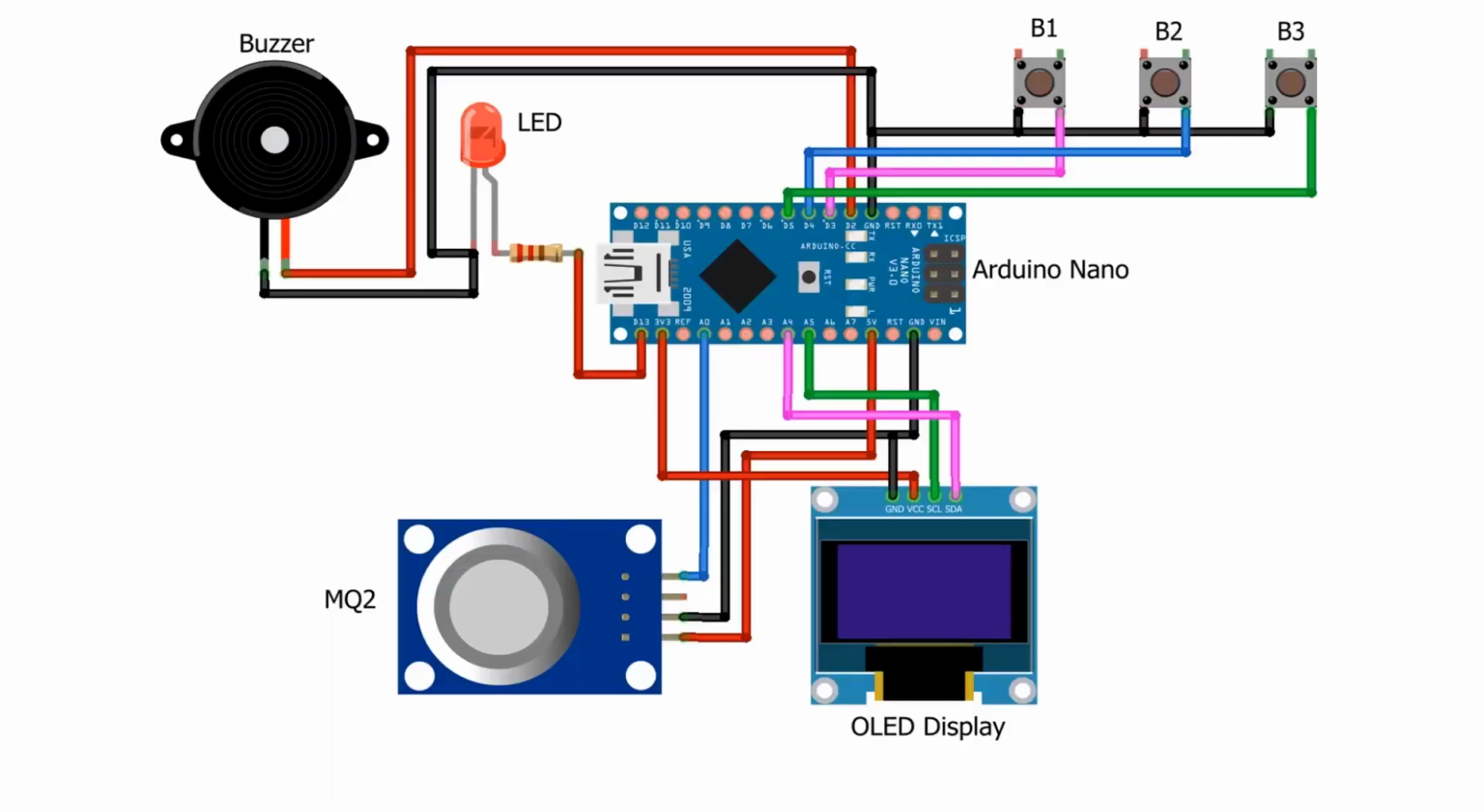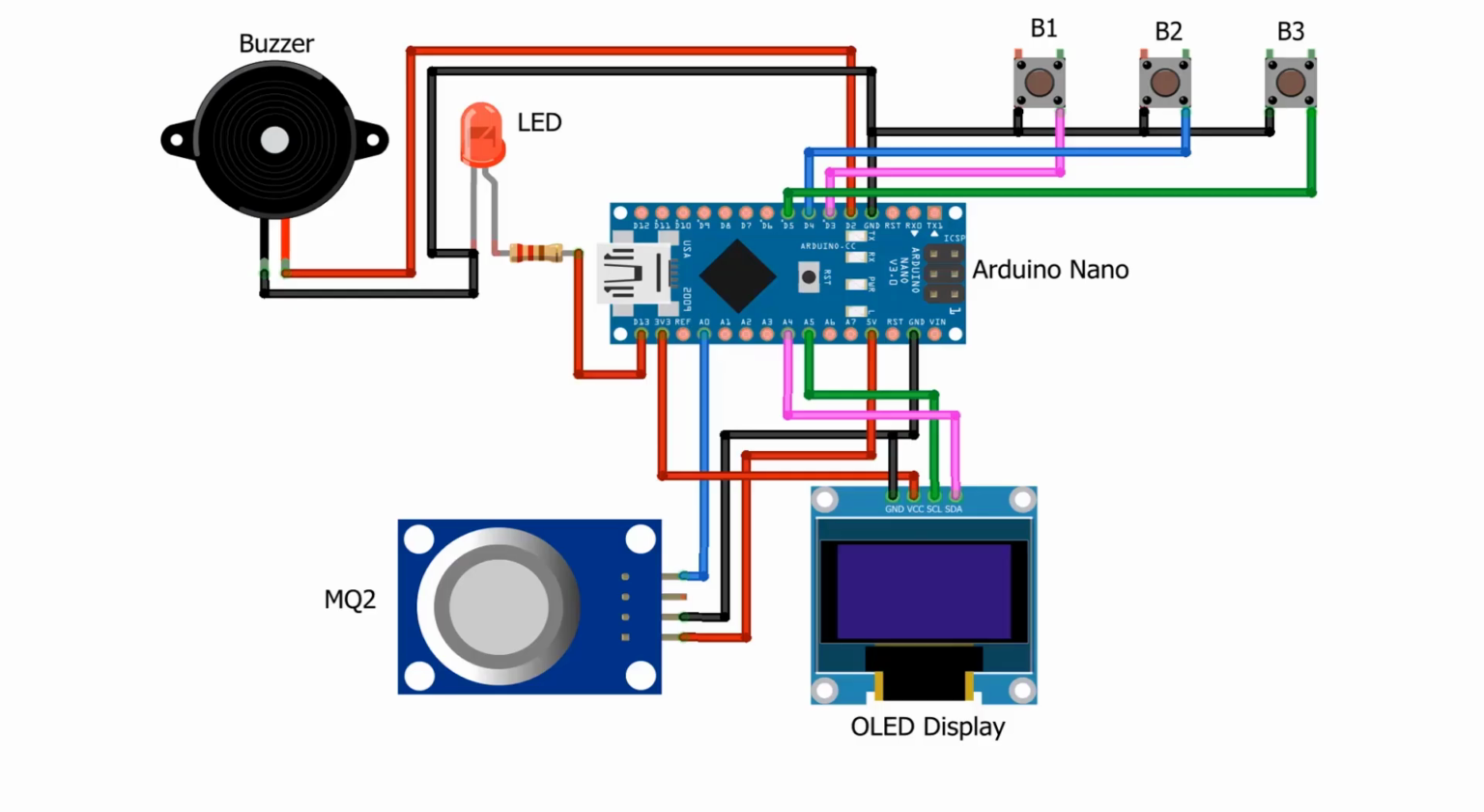This is the circuit diagram of this project. Here I have interfaced the MQ2 sensor analog pin A0 with the A0 pin of Arduino. VCC and GND are connected to the 5V and GND pins of Arduino respectively. After that, I connected the I2C OLED VCC pin to the 3.3V pin of Arduino and its ground pin to ground. Its SDA pin to A4 pin of Arduino and its SCL pin to A5 pin of Arduino.